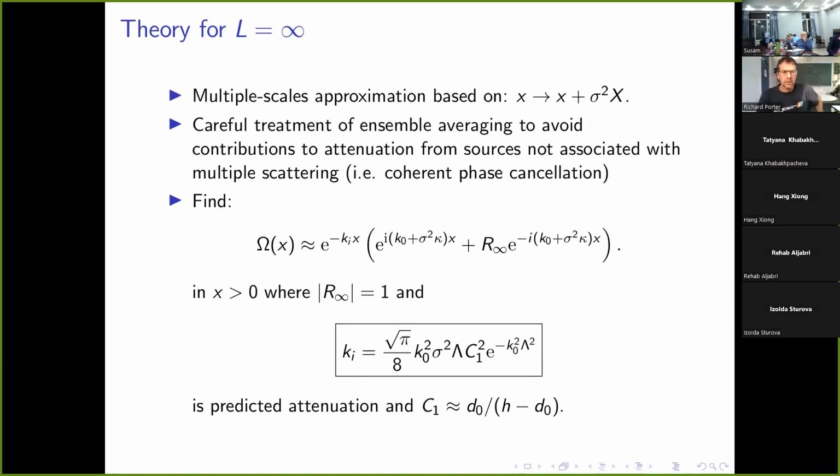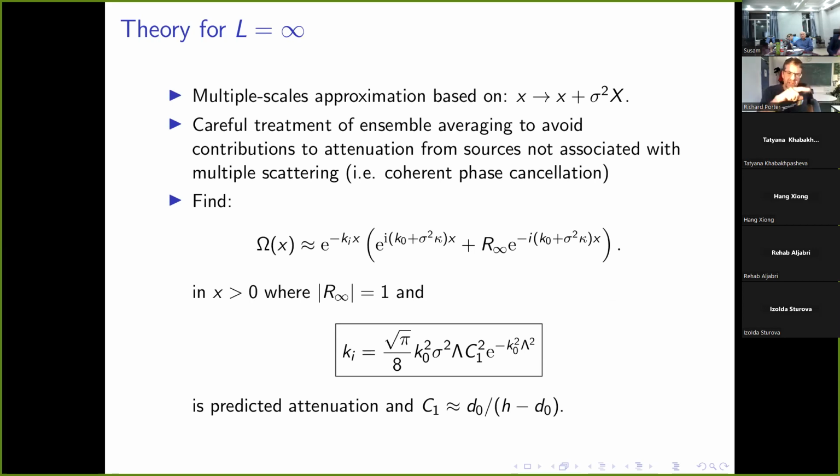How do I do this mathematically? So then I look, okay, so L needs to be very large. I look at the case where L is infinity. So I have a semi-infinite random section of ice. And now I can do some theory. I can do a multiple scales based approximation.